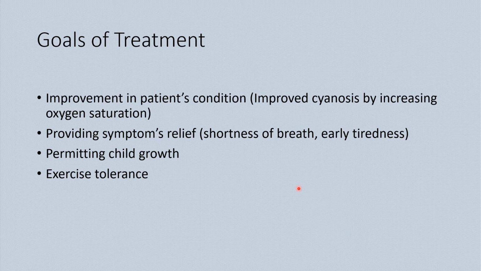The goal of treatment is improvement in the patient's condition by improving the cyanosis, and cyanosis would improve if the oxygen saturation in the blood of the patient is increased. The main aim of the treatment is providing symptom relief. The symptoms of congenital heart disease are shortness of breath and early tiredness, exercise intolerance, and this breathing problem and early tiredness would decrease the oral intake, which hampers the child's growth. So permitting the child's growth and exercise tolerance are the aims of the treatment.